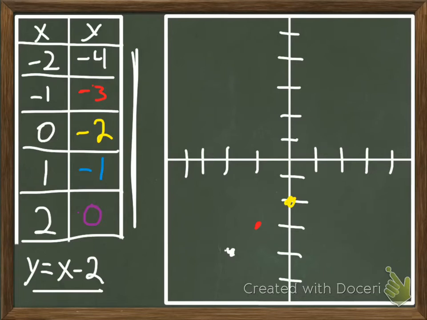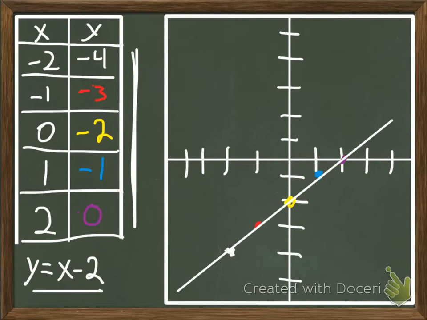Then we have 1. So we go right 1, down 1 for our negative 1. And then finally we have 2, 0. So we're going to go right 2, and we're not going to go up and down. And as you can see, we get ourselves a line. So let's draw a line through these.